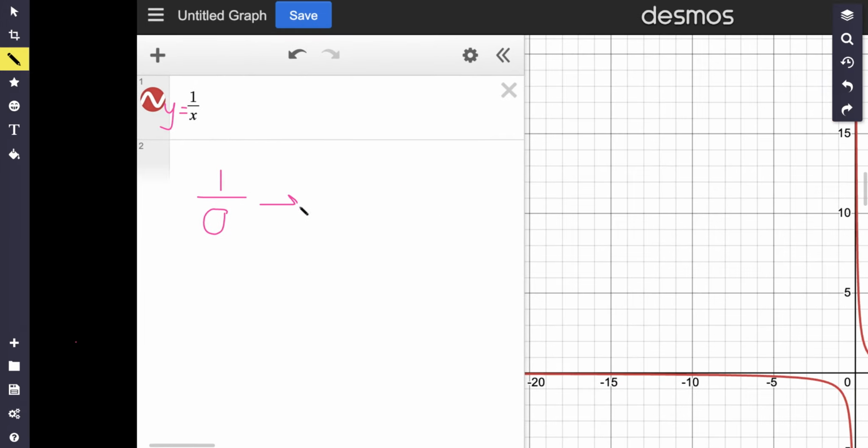So in order to explain this, instead of dividing 1 by 0, I'm going to divide 1 by a number that's very close to 0. And let's see what happens. So let's say I divide 1 by 0.1, what am I going to get? I'm going to get 10. You can plug this into your calculator. 1 divided by 0.1 is 10.